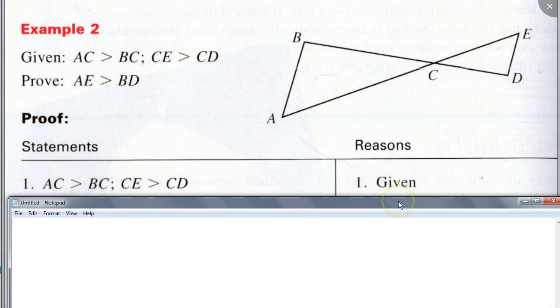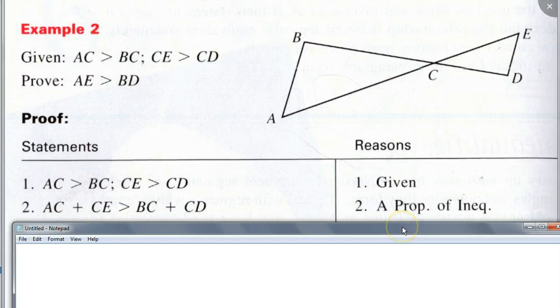Now, what do we do after the given? John, what do you think? AC plus C is greater than BC plus C. Exactly. And what's the reason? Yeah, a property of inequality. By the way, which one? We had 5 of those. Which one are we using? The first one, right? This is A greater than B, C greater than D, so A plus C is greater than what? B plus D.